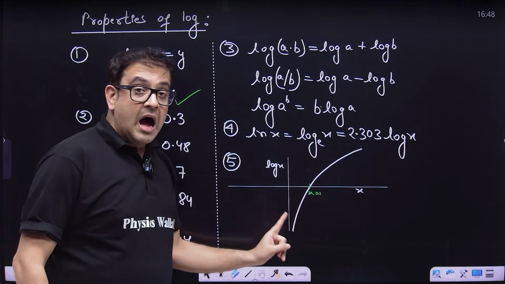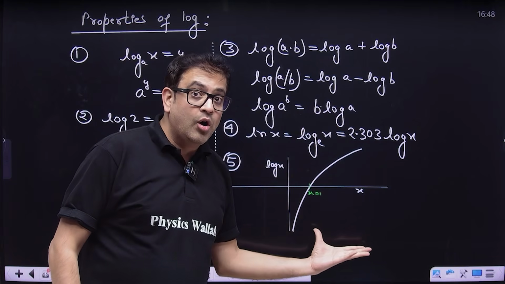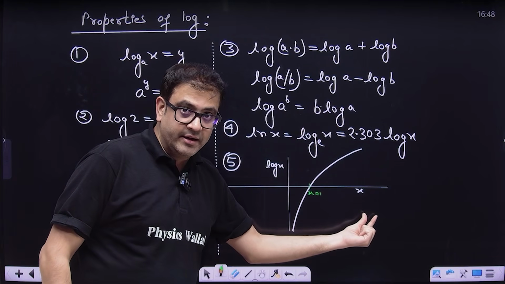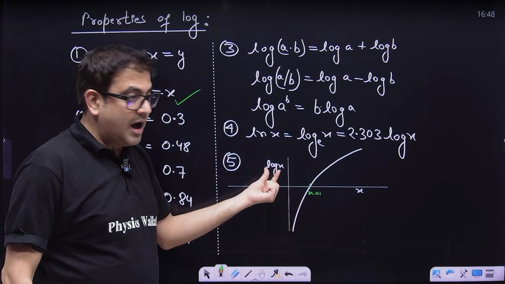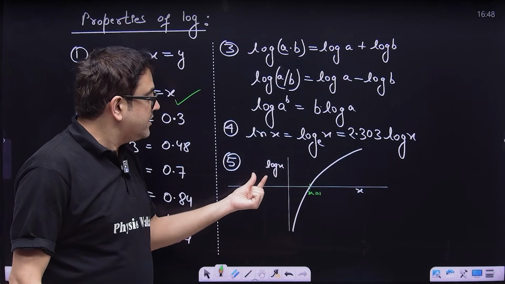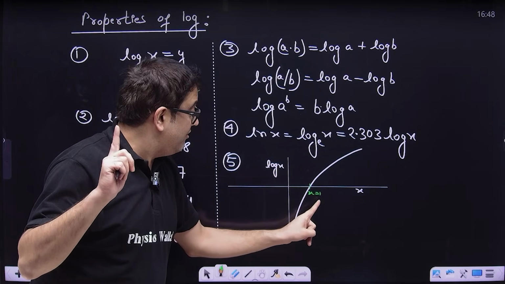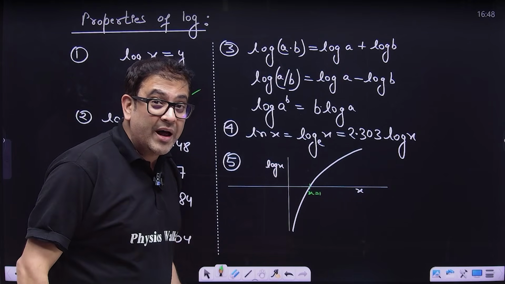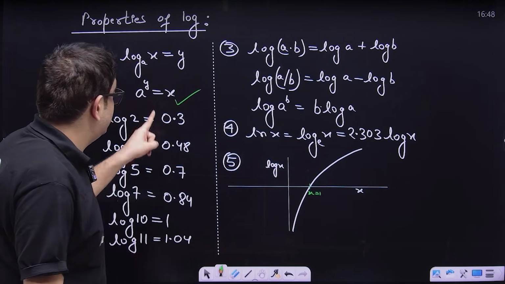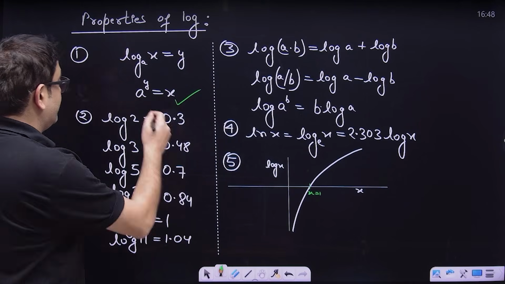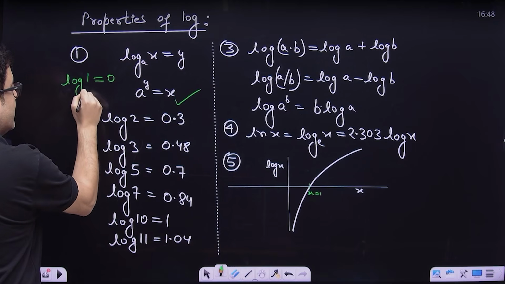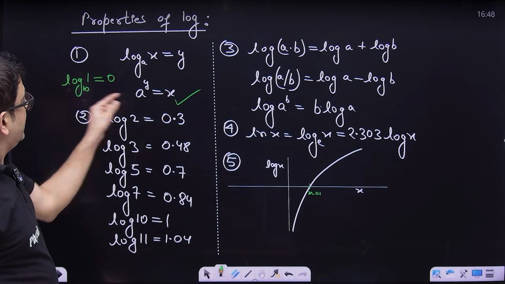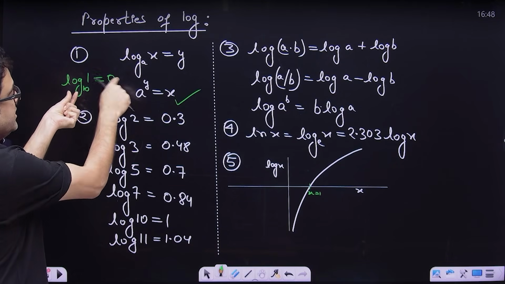Now, how can you graphically see log? If this is x and this y-axis is log x, how are x and log x related? Sir, what will be log 1? Log 1 will be 0. Why? To the base 10, 10 raised to the power 0 is equal to 1.